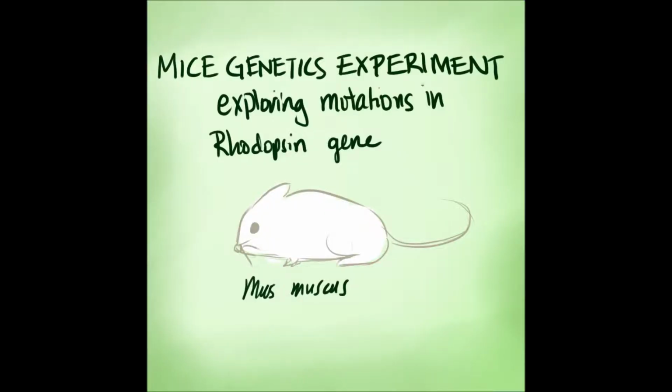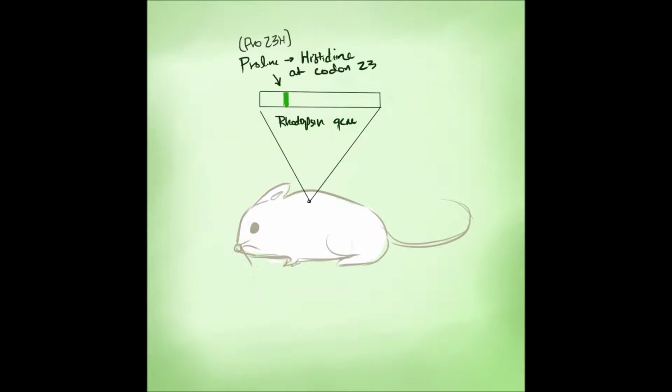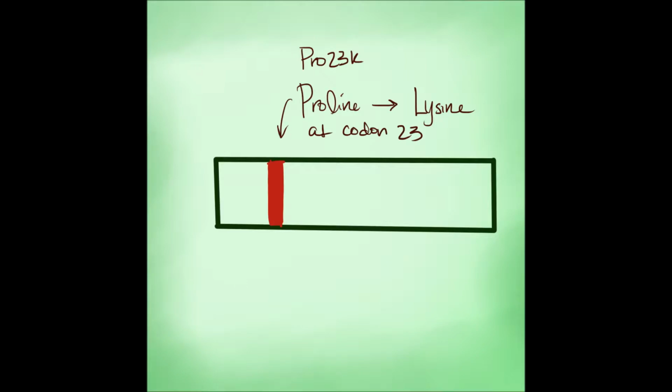In our experiments, we will use the model organism, the house mouse, to investigate the effects of mutated Pro23H in the orthologous rhodopsin genes in retinitis pigmentosa. Since histidine is a basic amino acid residue, we want to determine if this misfolding is based on the charge of the amino acid substitution. Thus, we will use a substitution from proline to another basic amino acid, lysine, coded Pro23K.